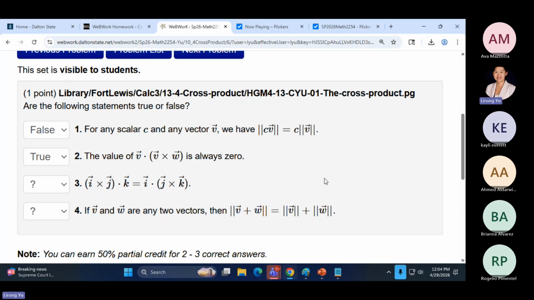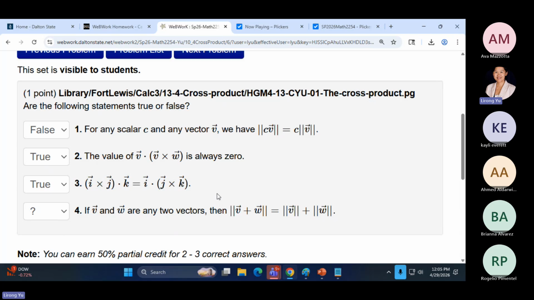All right, the third one, true or false? Yes, it's true. That's the triple product, as long as the order is the same. On the left the order is IJK, on the right it is IJK. Yes, that's true. If you switch the order, for example to IKJ, then you have to switch the sign and add a negative sign to it. But right now, I think that was true.